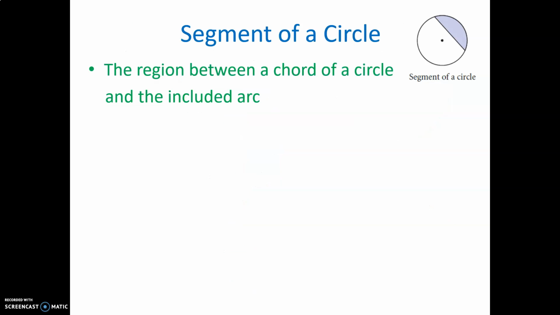Now we have a segment of a circle. It's the region between a chord. So a chord is just a line segment in a circle with endpoints on the circle. So it's the region between a chord and this included arc.